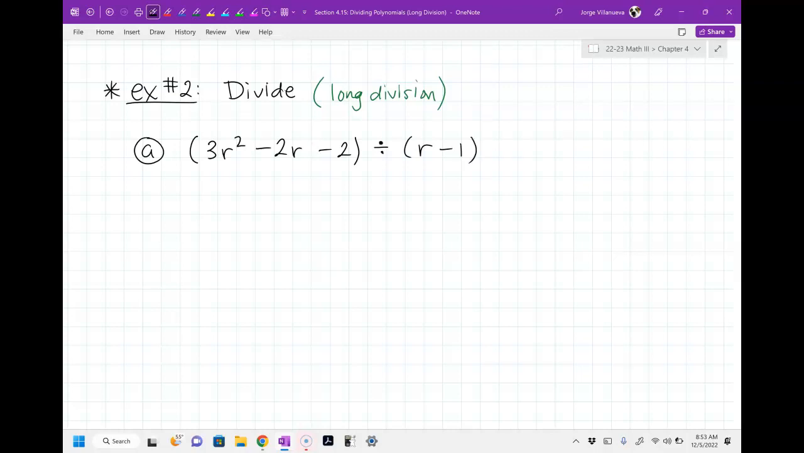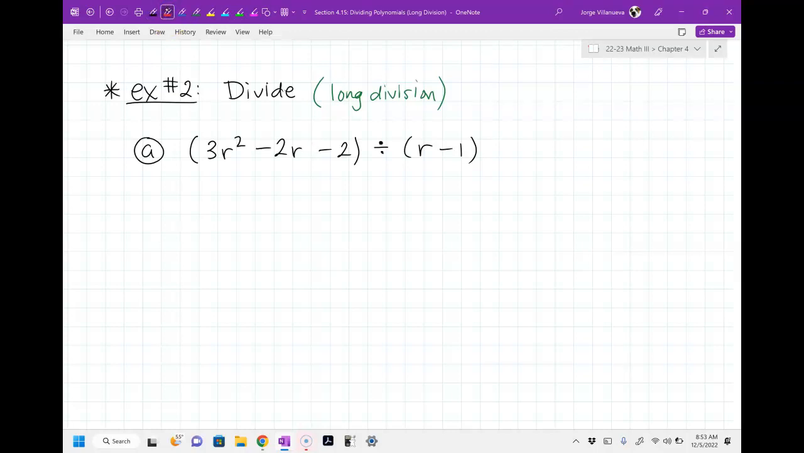So you should be able to see why I can't just break this apart into small little pieces, because notice this is not a monomial that I'm dividing by. I'm dividing by r minus 1, two terms. Once I start dividing by two terms, I need to use long division. Okay? So that's the big difference. This is how you can tell whether it's easier or it's going to be more work. Okay?